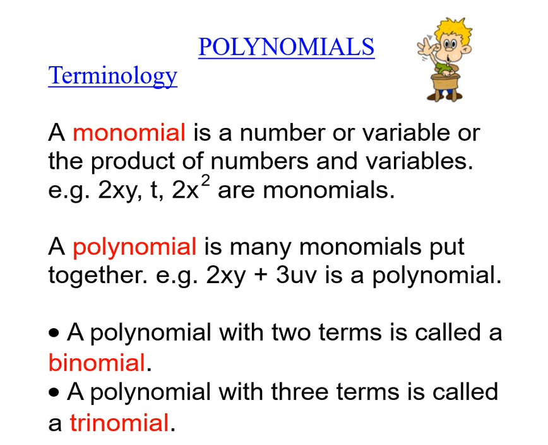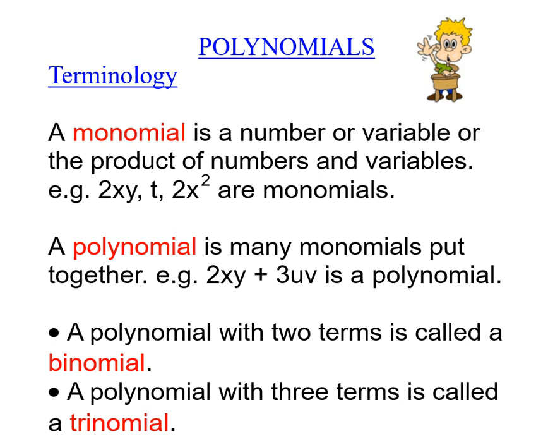So examples: 2xy, t, 2t, 2x squared. Now, look at that one, 2xy, right? It has lots of letters. It's not how many letters something has, it's how many terms it has. And remember from before, terms are separated by plus or minus signs. So then you have expressions that have lots of monomials put together, and those are called polynomials. That simply means more than one term.